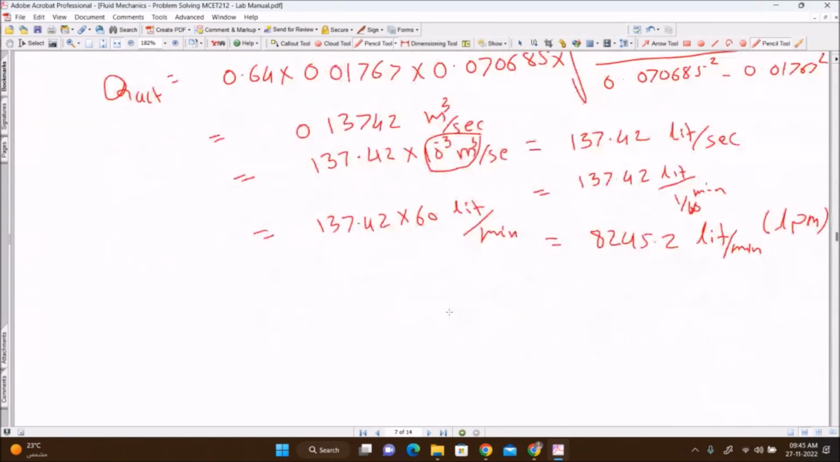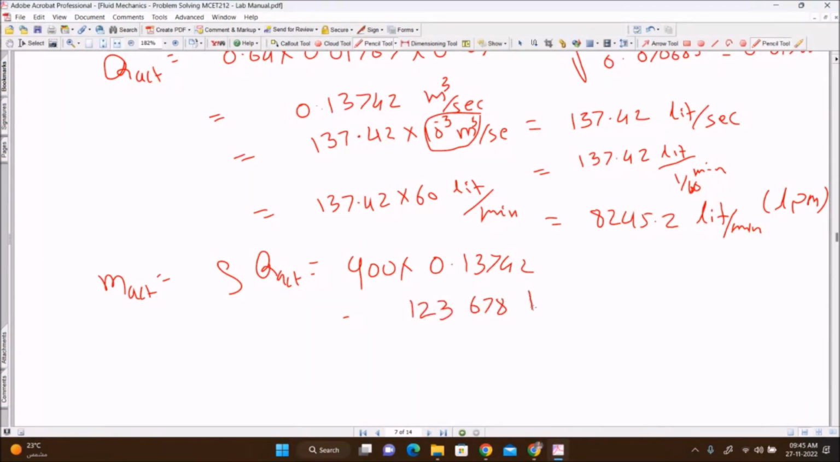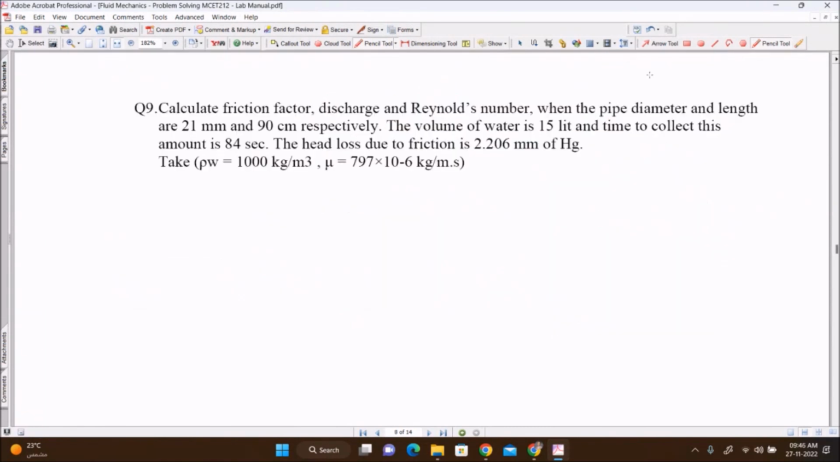Okay, so you can calculate Q actual, then M actual. M actual is equal to rho Q actual. So rho is 900, same problem, into 0.13742, and it is 123.678 kilogram per second.